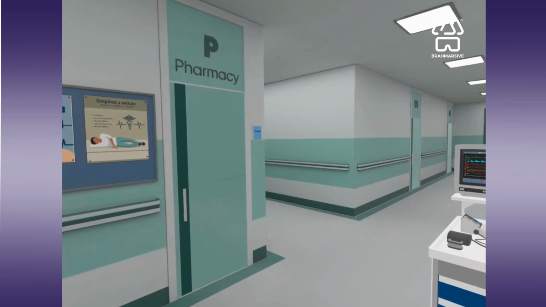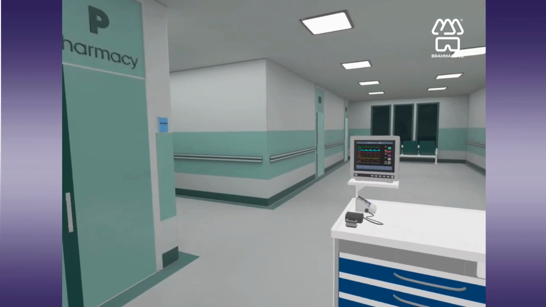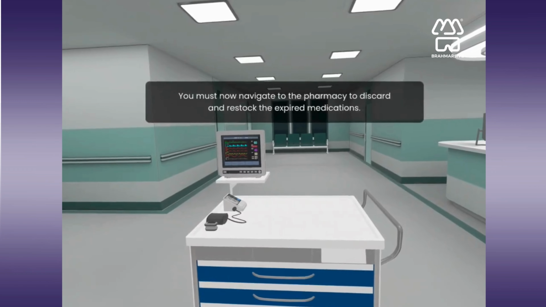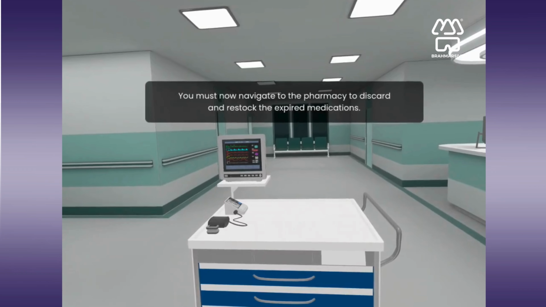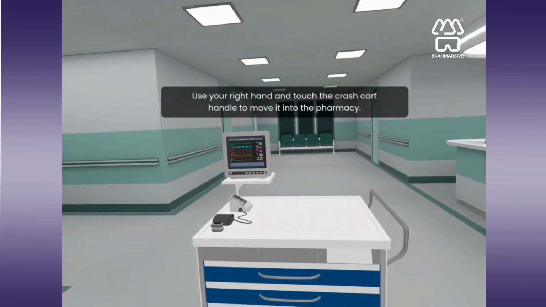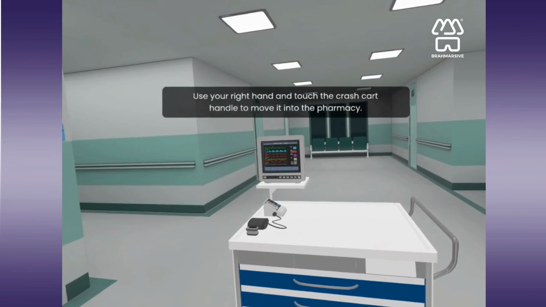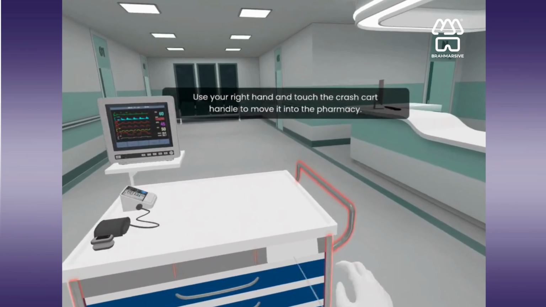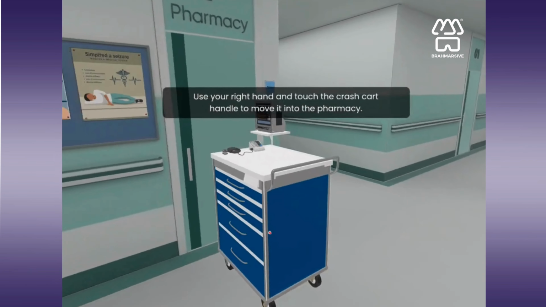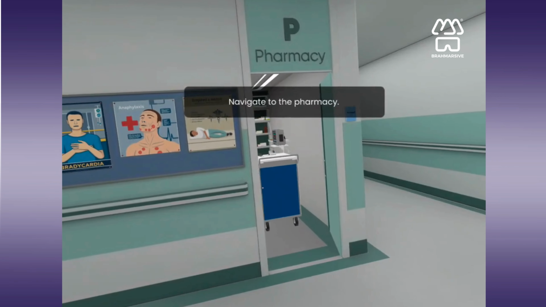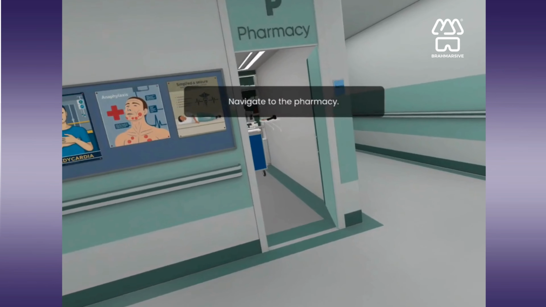Now that you understand what inventory management is, let's learn how to implement it. You must now navigate to the pharmacy to discard and restock the expired medications. Now, use your right hand and touch the crash cart handle to move it into the pharmacy. Next, navigate to the pharmacy.